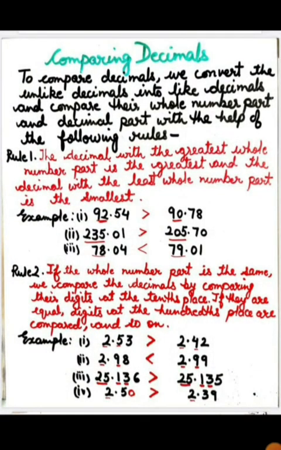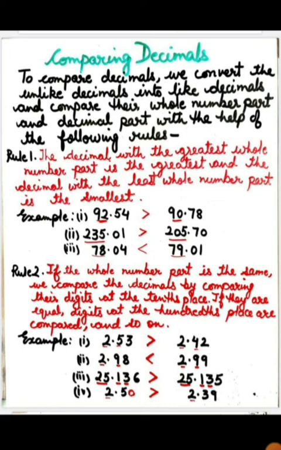Now, how to compare decimal numbers? To compare decimals, we convert the unlike decimals into like decimals and compare their whole number part and decimal part with the help of the following rules. Now, our first rule is: the decimal with the greatest whole number part is the greatest, and the decimal with the least whole number part is the smallest. Let us understand it with the help of examples.